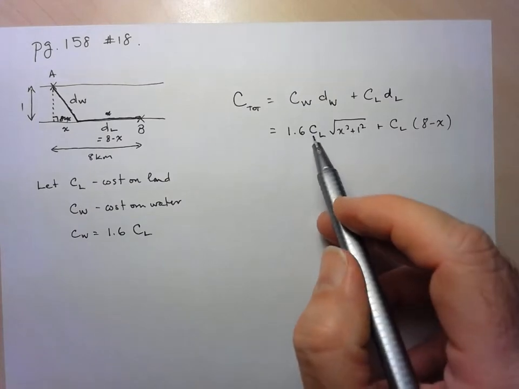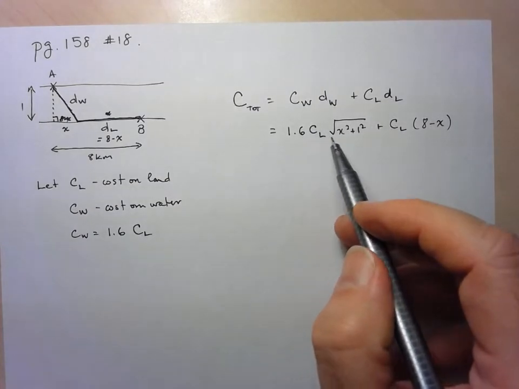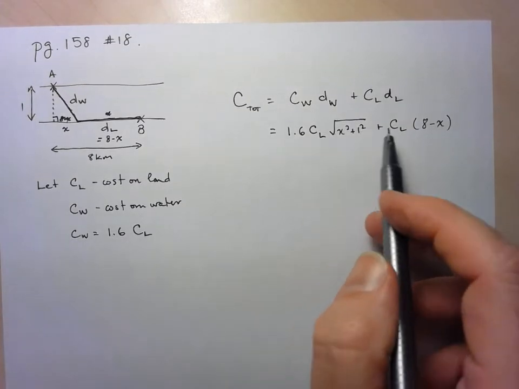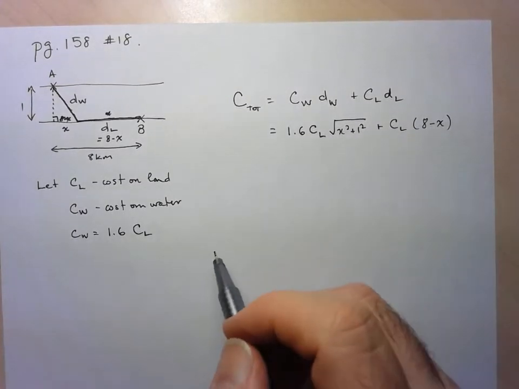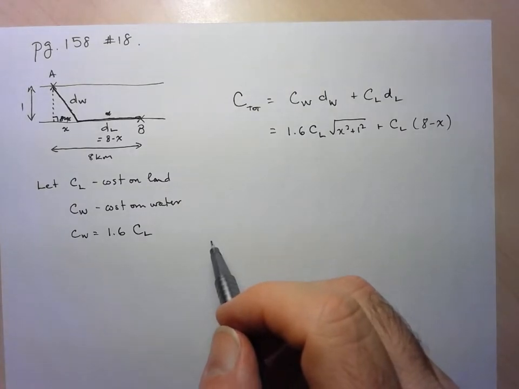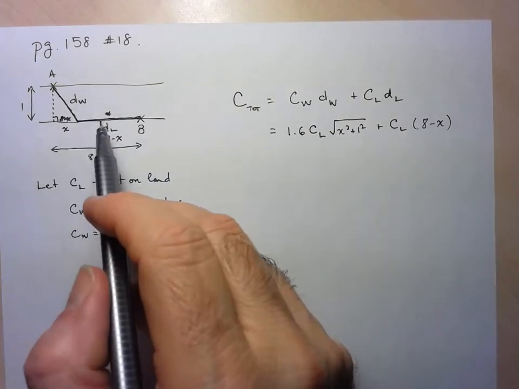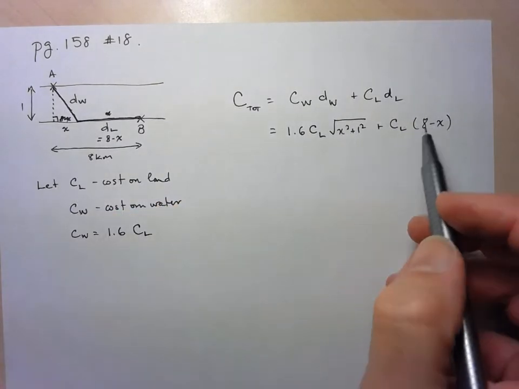Now you might say, well, I also have this CL, the cost on land, but that's just a constant. Okay, so I'm going to leave that in there because I don't think that's going to affect how I'm going to solve this problem here. Okay, the main thing is that I was able to express the two distances, the things that can change, with respect to a single variable.